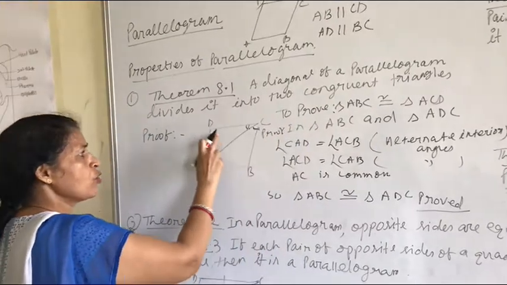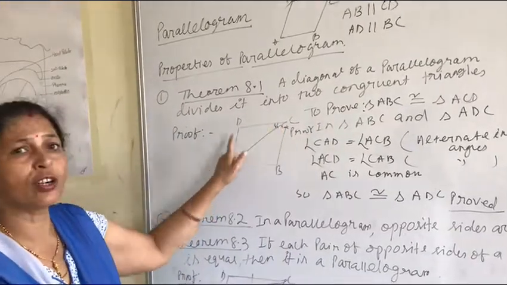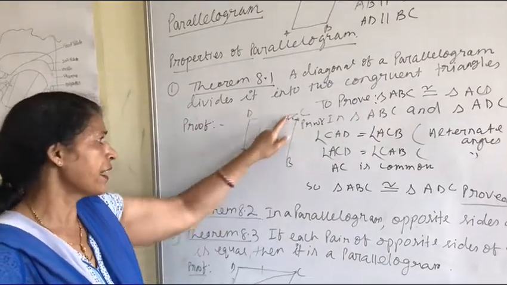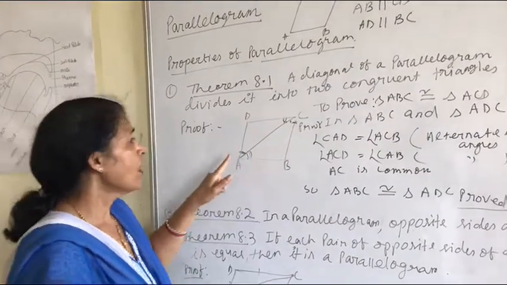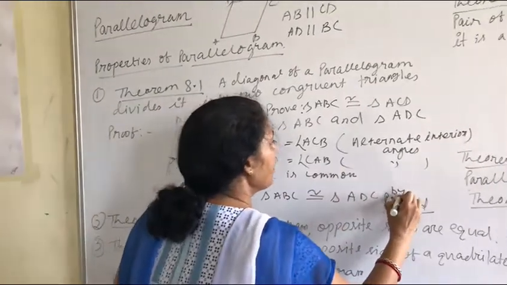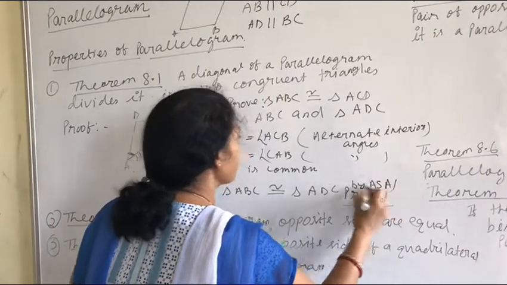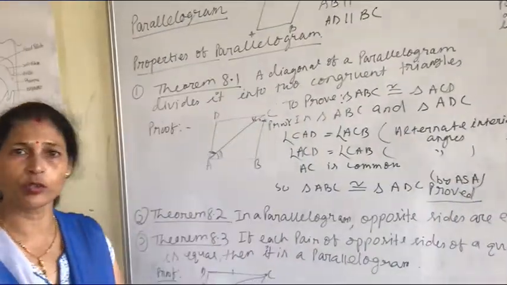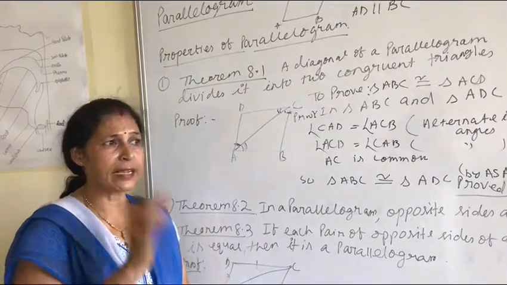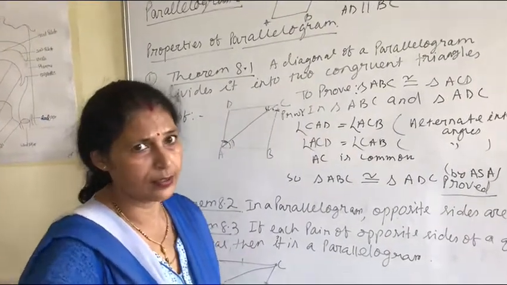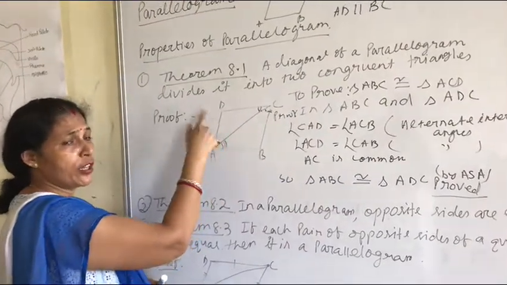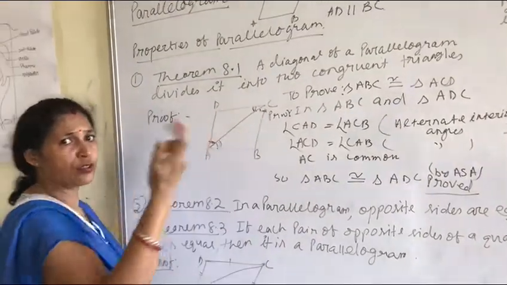In these two triangles, these two angles here are alternate interior angles and these two angles here are alternate interior angles. AC is your common side. By the ASA congruence condition, these two triangles are congruent. Clear? This is property 1: the diagonal divides the parallelogram into two congruent triangles. Similarly, you can take BD and join BD. Then these two triangles also you can take.